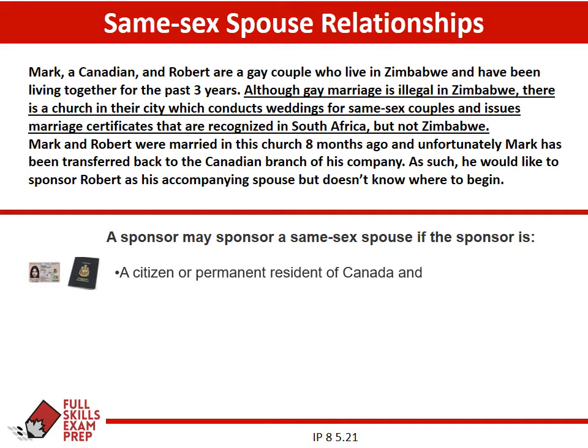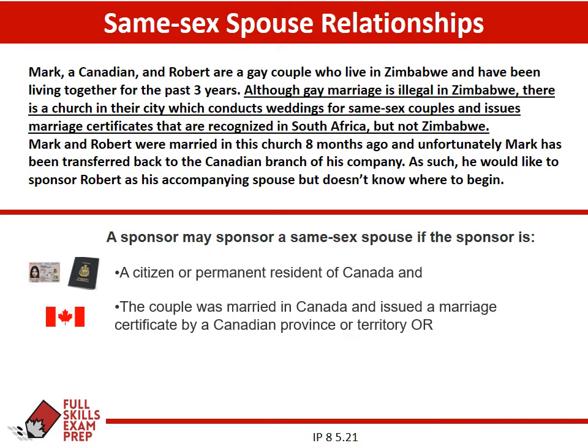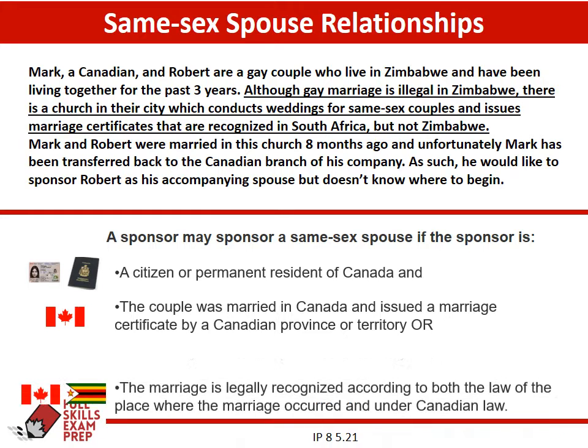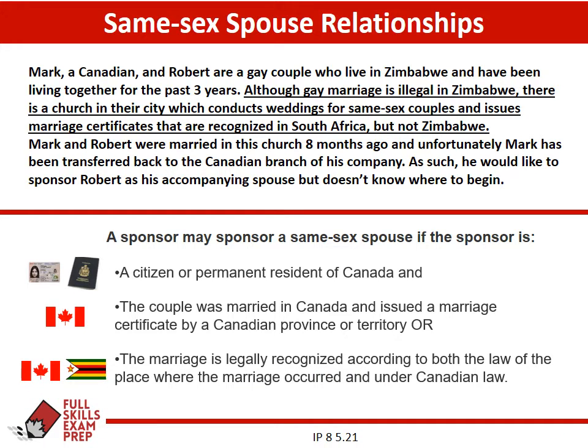The only difference is over here, really. So remember, of course, a sponsor has to be a citizen or permanent resident of Canada. In terms of sponsoring with marriage, if they were married in Canada, they would obviously have to have a marriage certificate granted by a Canadian province or territory. For Mark and Robert, we could see that even though Mark's Canadian, they weren't married in Canada. Instead, they were married in Zimbabwe in what seems like an unofficial sort of wedding. But that's where this one comes in.